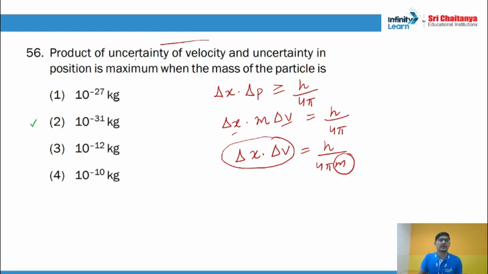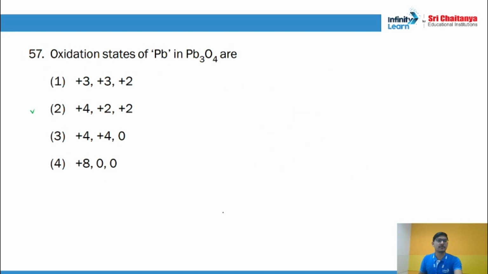Okay. So now they are asking the product is maximum. So for the product to be maximum, mass should be minimum. So you can check out which is having the minimum mass, 10 raised to minus 31. So that becomes our correct answer. Is that clear, guys? Next question.